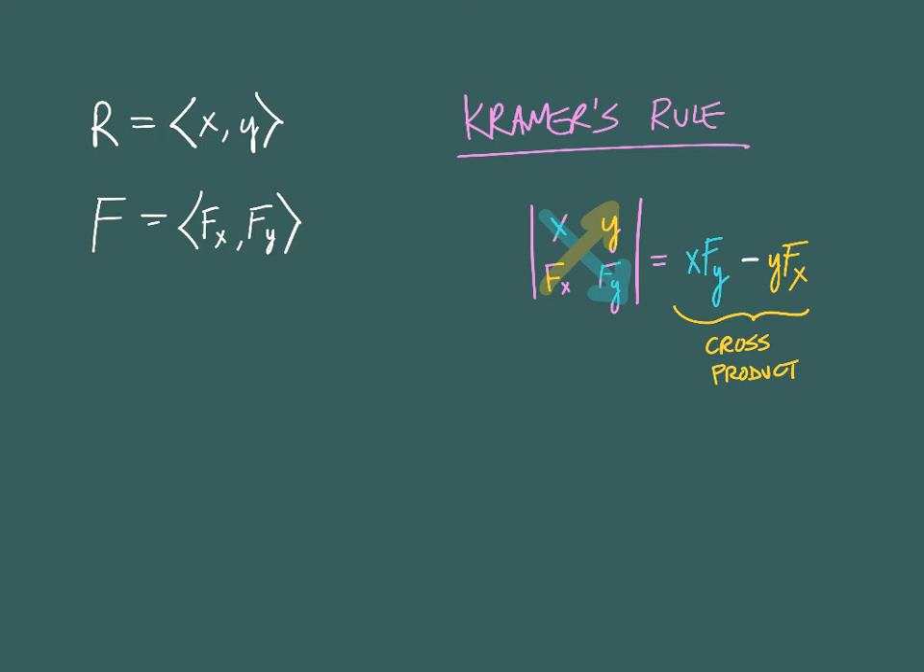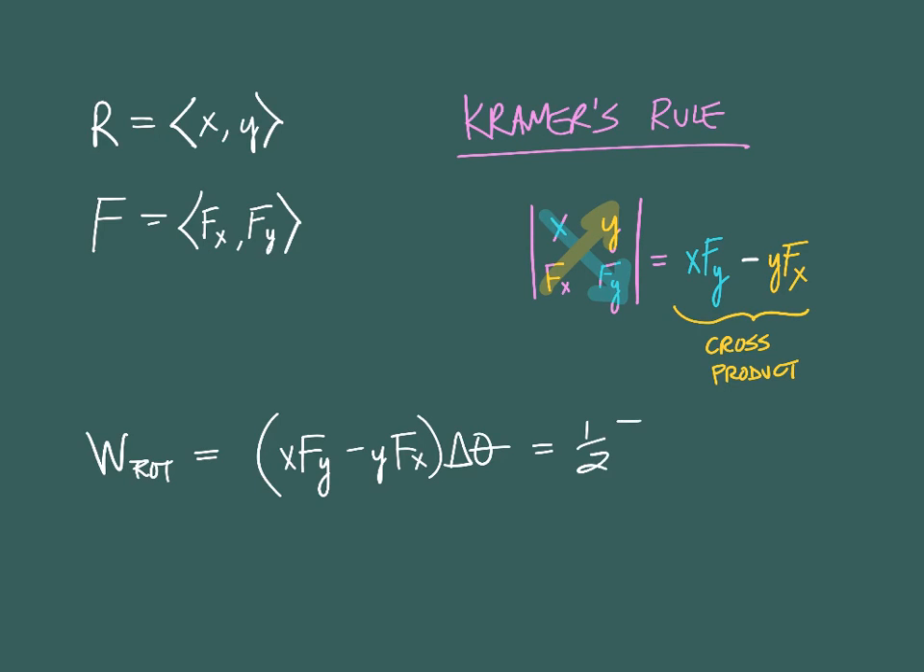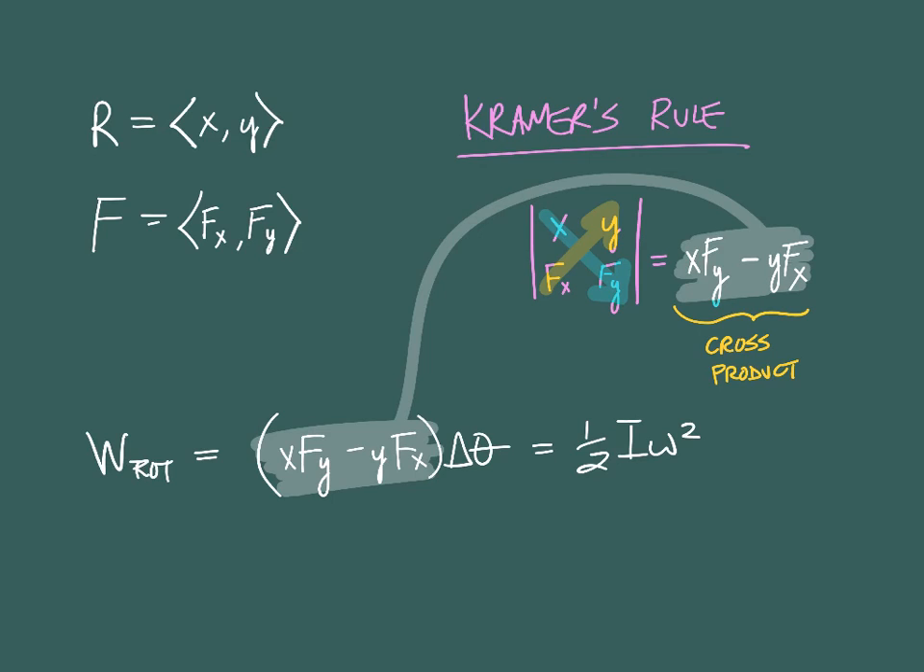Well, we just wrote this cross product. I mean, we just went from the rotational work ending up being xfy minus yfx times the angular displacement, and that also was 1/2 I omega squared. Basically our work energy theorem for rotational motion. So my point here, this mathland thing, we just derived it geometrically.